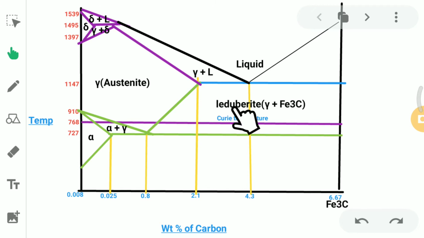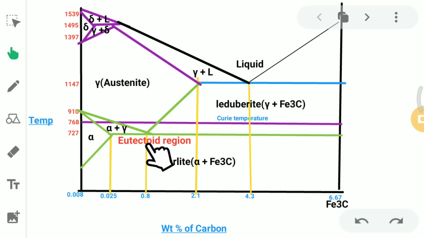Then coming to here, this is ledeburite, friends. Ledeburite means austenite plus cementite phase. The combination of austenite plus cementite is called ledeburite, and the combination of ferrite plus cementite is called pearlite, friends.